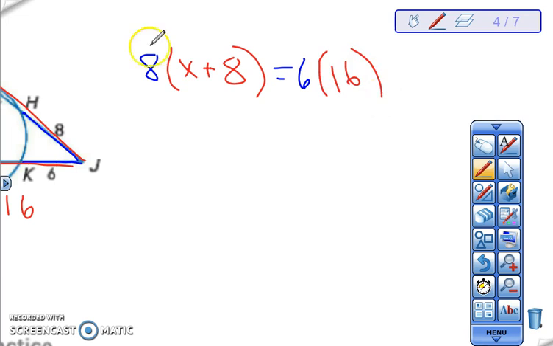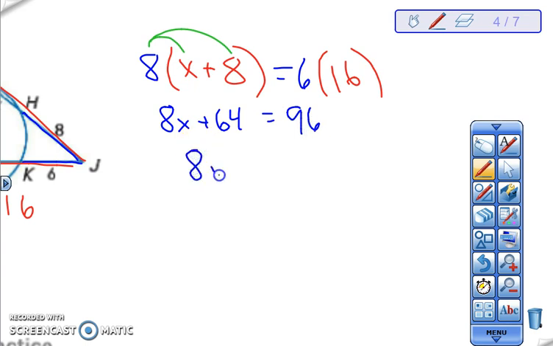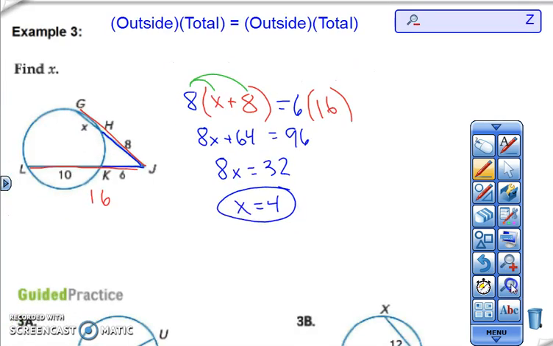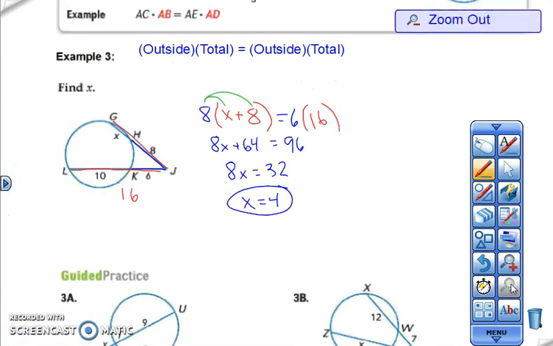Now that we have our equation, go through and solve. And there we go.